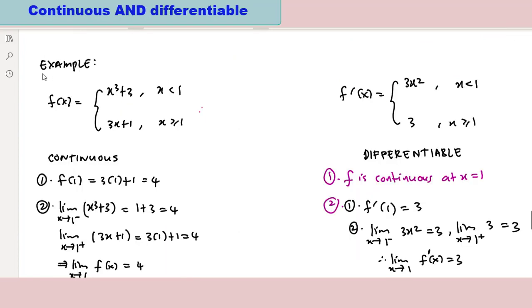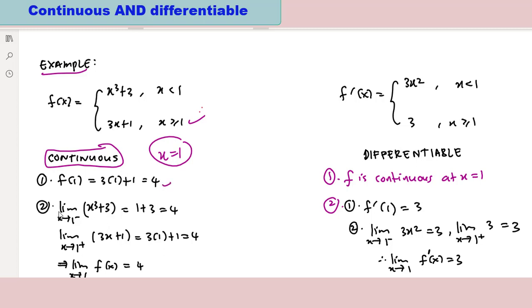For this example, the function f(x) is x cubed plus 3 when x is less than 1, and 3x plus 1 when x is greater than or equal to 1. For continuity at x equals 1, we follow the three steps. First step, f of 1: substitute into this function, 3 times 1 plus 1 is equal to 4.